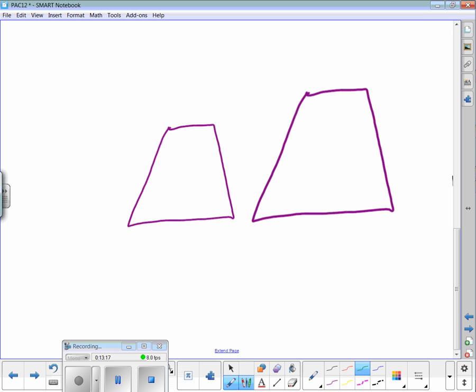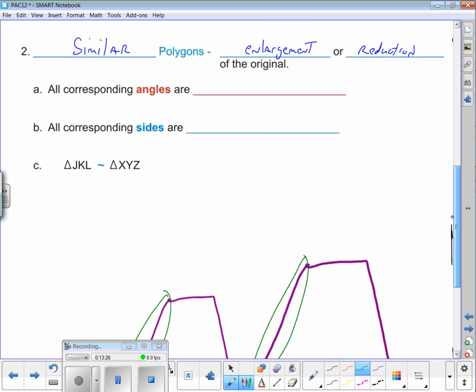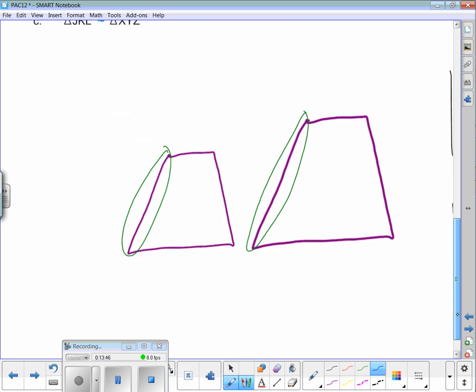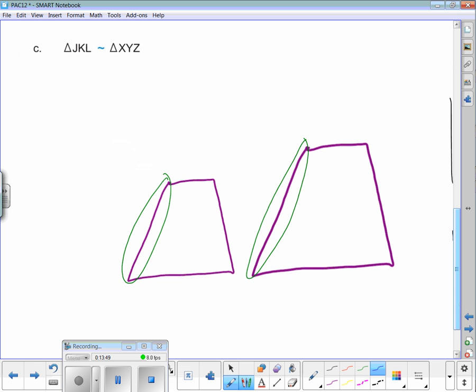For example, this side and this side. Well, they're not congruent, are they? So what are they? All right, let's go back and fill in the blanks. So similar triangles, all corresponding angles are congruent. That stays the same. Just showed you that, right? But all corresponding sides are proportional. Proportional. Let me real simply explain what that means.